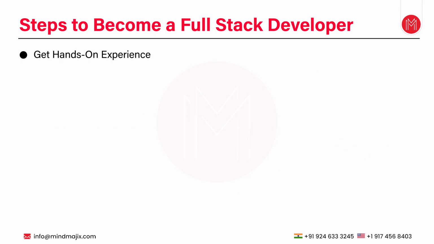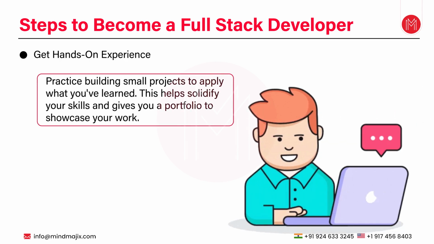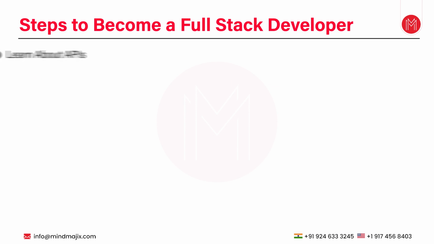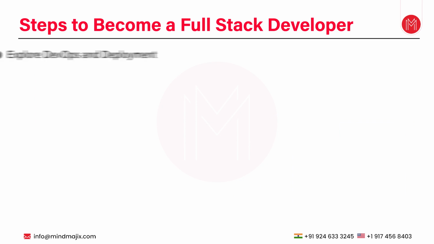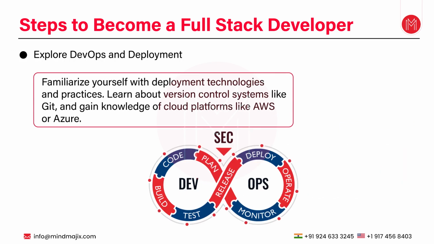Next is get hands-on experience. Practice building small projects to apply what you have learned. This helps solidify your skills and gives you a portfolio to showcase your work. Next ahead, learn APIs. Understand how to create and consume APIs to enable communication between different parts of web applications. Explore DevOps and deployment. Familiarize yourself with deployment technologies and practices. Learn about version control systems like Git and gain knowledge of cloud platforms like AWS and Azure.